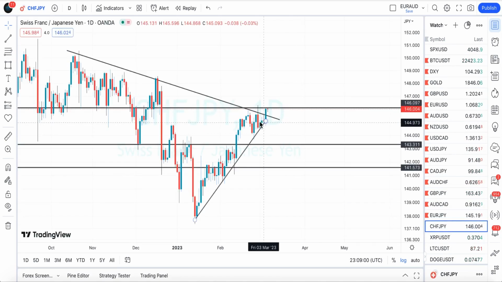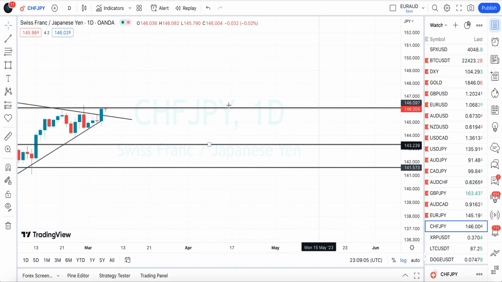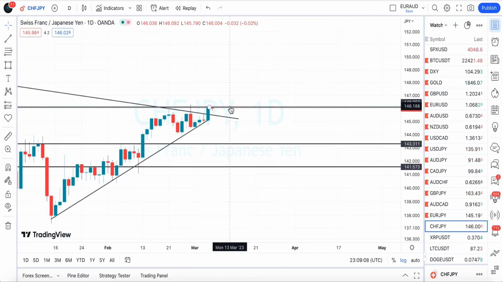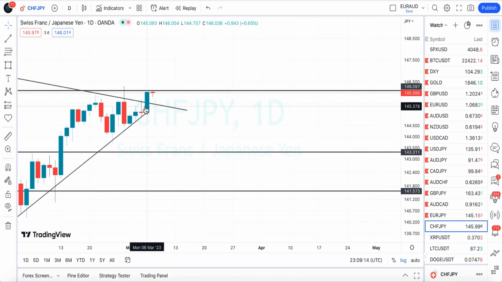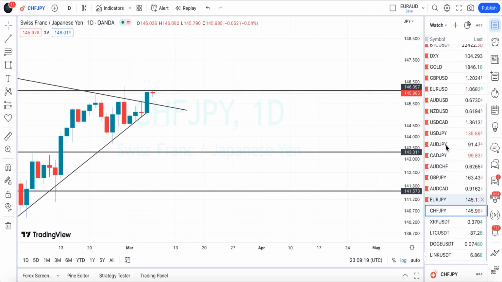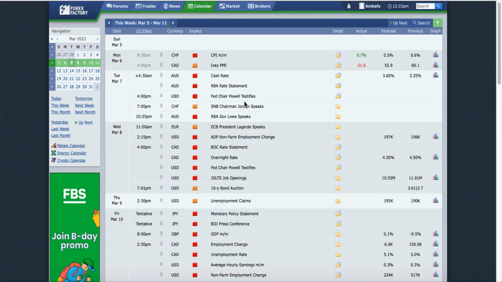As you can see, CHF JPY moves up. The daily candle moves up, which tells you that the CPI really has an impact on that currency pair. This is the Monday candle. I don't have much Swiss franc pairs, but that's to tell you that there's an impact from the fundamental. Also on Monday, we have the Canadian dollar Ivey PMI, which came out lower than expectation.